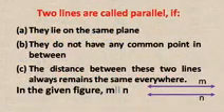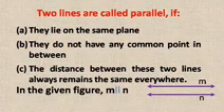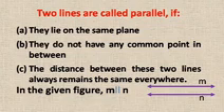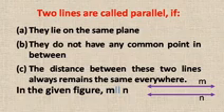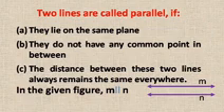Hence, two lines are called parallel if they lie on the same plane, they do not have any common point between them, and the distance between these two lines always remains the same everywhere. In this slide, you can see two lines M and N are parallel lines.